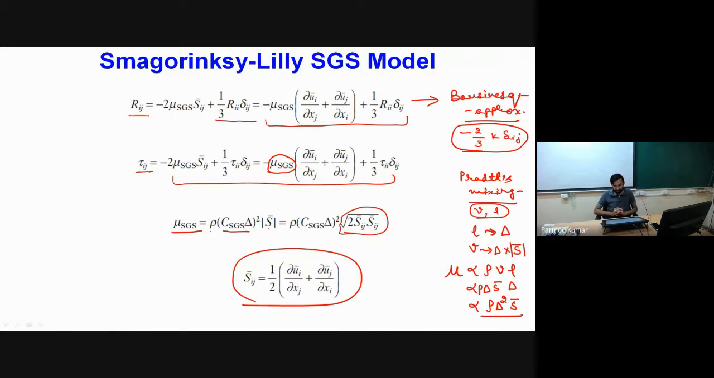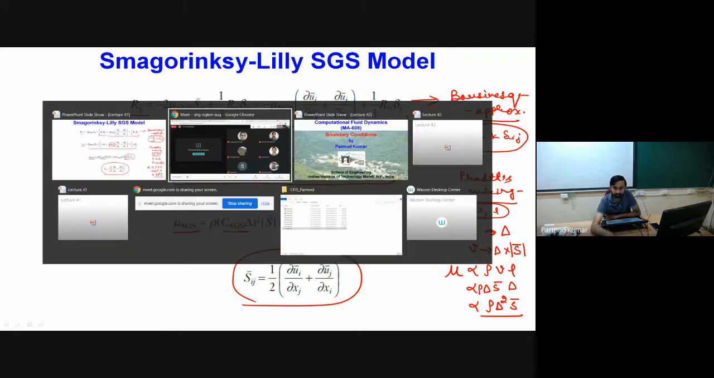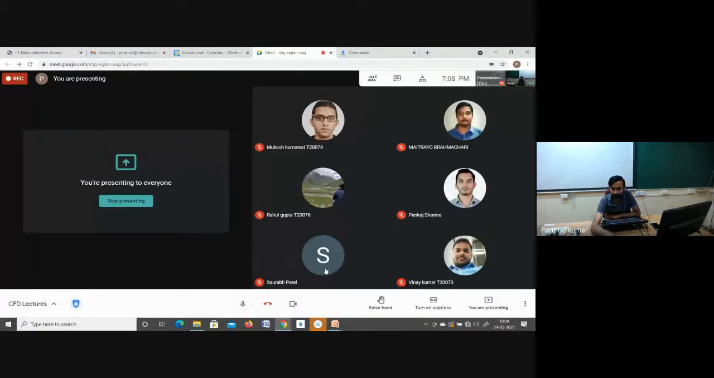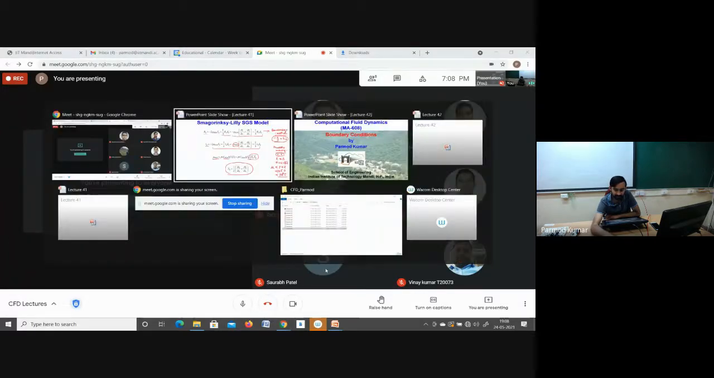Okay, so this point is clear, how we can solve these additional subgrid scale stresses, or is there any confusion? Is this point clear or shall I repeat? If you are having any doubt, please let me know. Otherwise, I'll move to the next part.